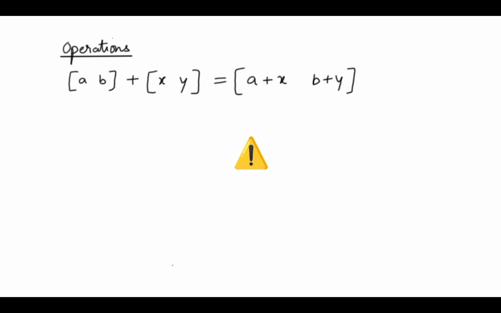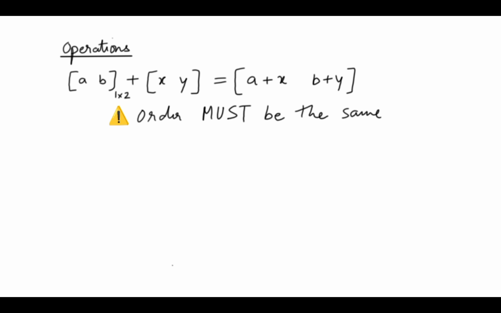So in this example, you can see the first matrix has elements a and b, second matrix has elements x and y. So the addition will have elements a plus x and b plus y. So order must be same, 1 cross 2 is the order in this example.